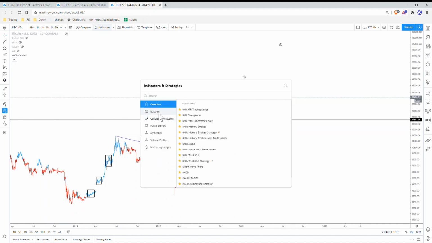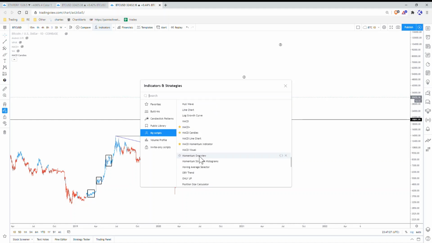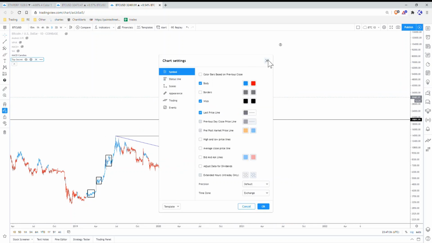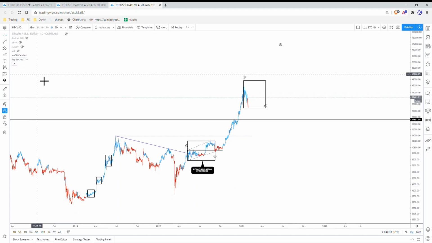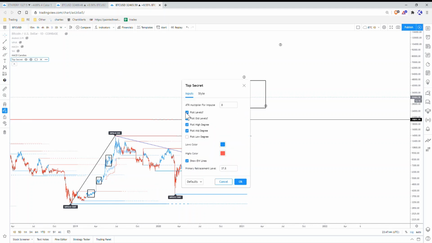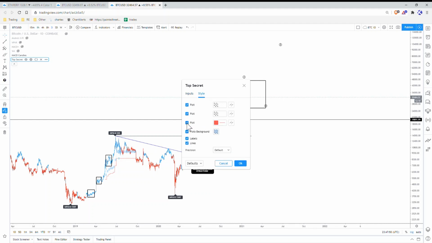Let me pull up my top secret indicator. This is something I haven't finished. When I'm finished, it won't be top secret anymore, but for now it still is. It might pull up a bunch of junk, I'm not sure, I gotta find out. I might have to turn off some of the stuff. I primarily want to focus on the retracements here.